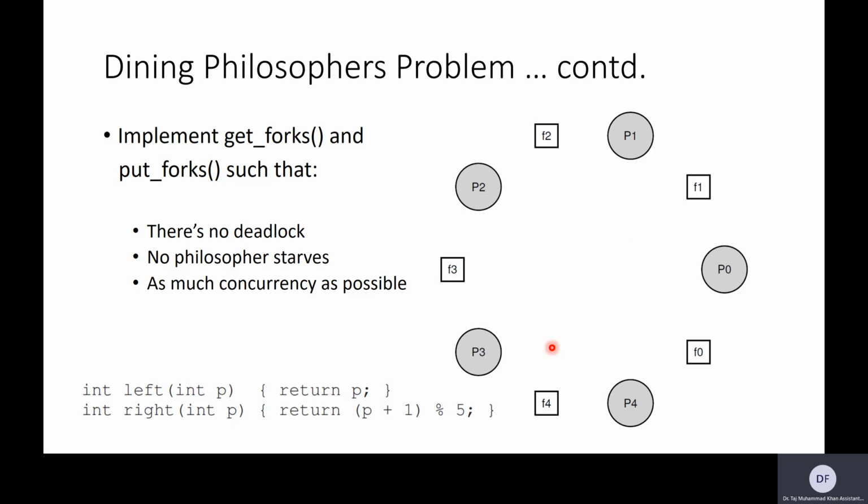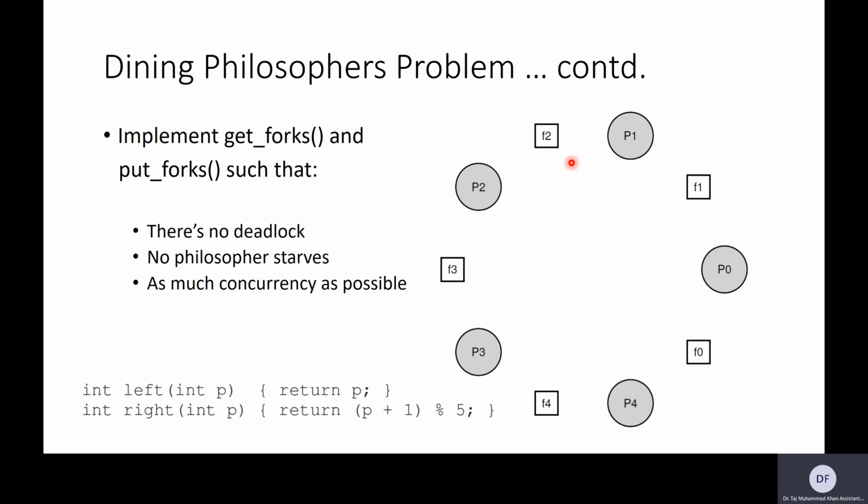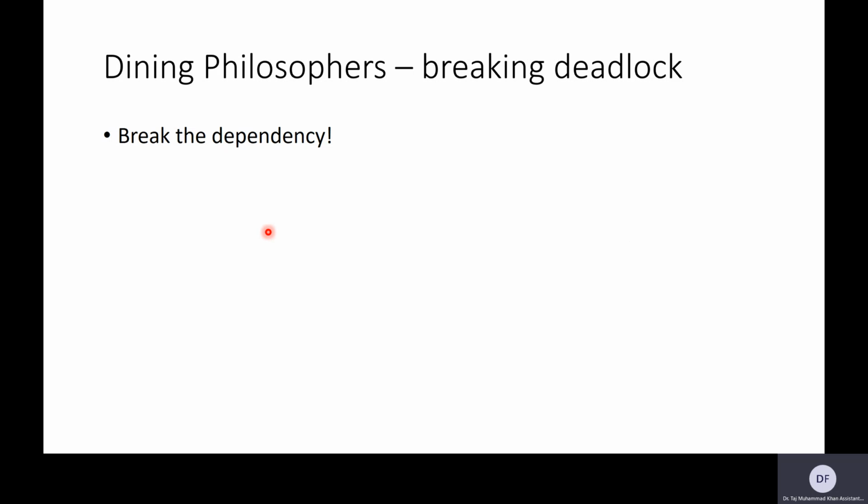So why is this happening and how can we avoid this deadlock? This is happening because all these philosopher threads are depending on each other. They are waiting for each other. There is a circular dependency, or circular wait, which is happening. So we can resolve the situation if we are able to break this circular dependency.